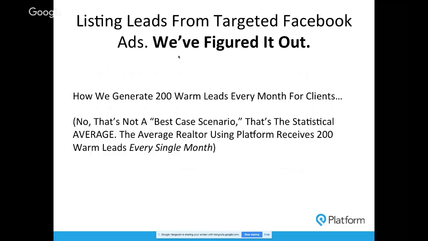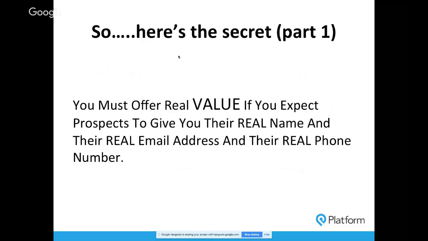So you can get double the effectiveness of the average real estate agent's advertising budget, because if you focus it on move-up buyers, again, you're getting 2 for 1. It's 1 lead, but it'll end up being 2 transactions and therefore 2 commission checks for you. So that's how we recommend structuring your Facebook ads. But again, you have to offer real value if you want people to actually give you their real name, the real email address and their real phone number. You have to offer real value.